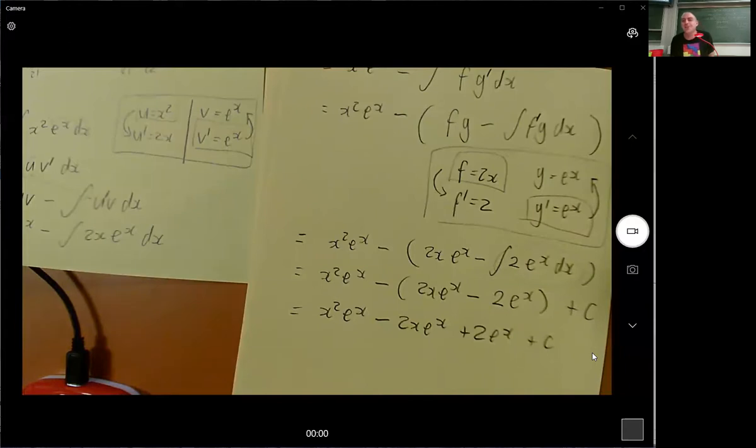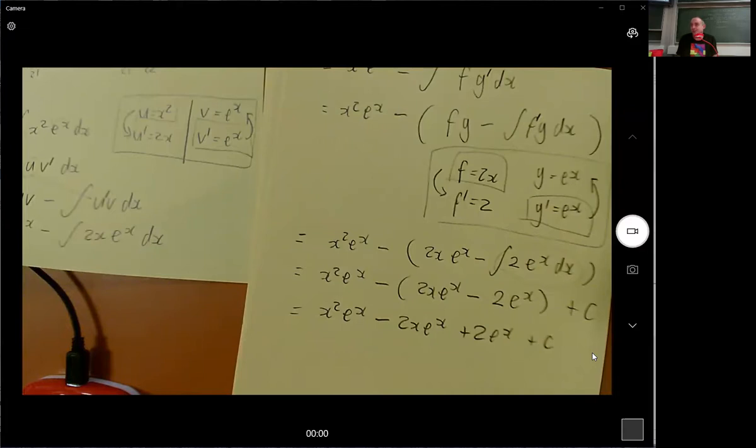I don't do integration by parts enough to be able to do that without writing down the F's and the G's and the U's and the V's. And so I think it's nice to have that little bit of extra support. And when you do substitution, you write down the U's. So why not do it now? Yeah. And so you can imagine if I had x cubed, then you would have to do it 3 times.